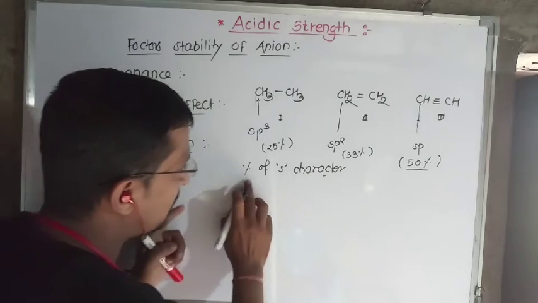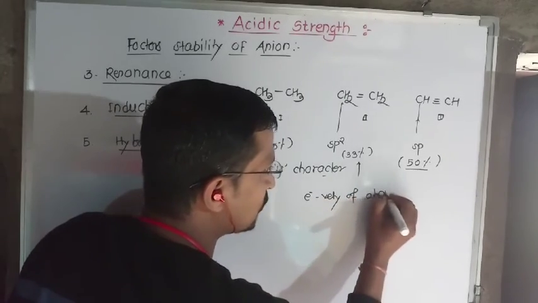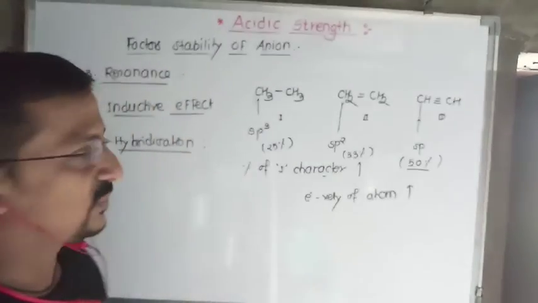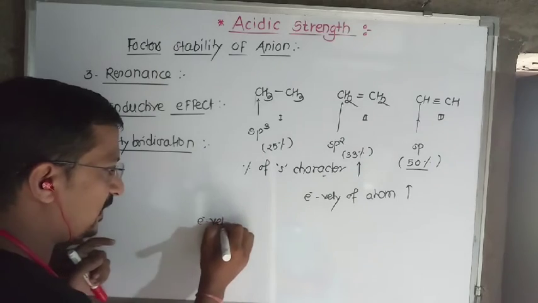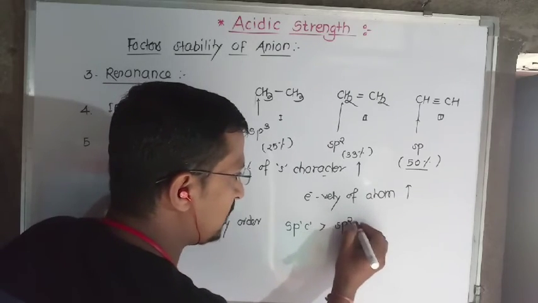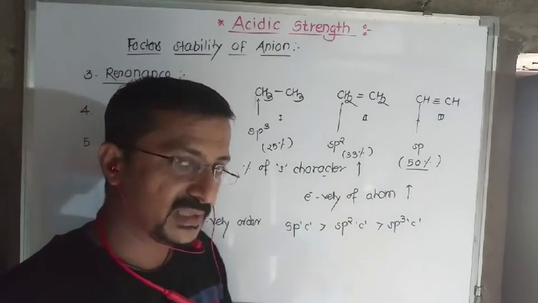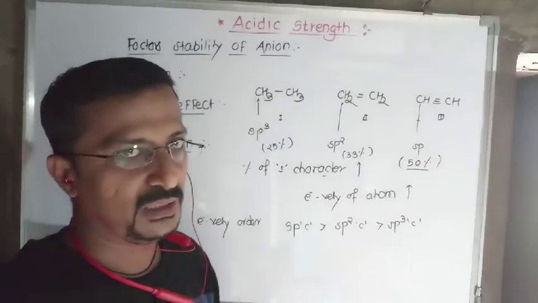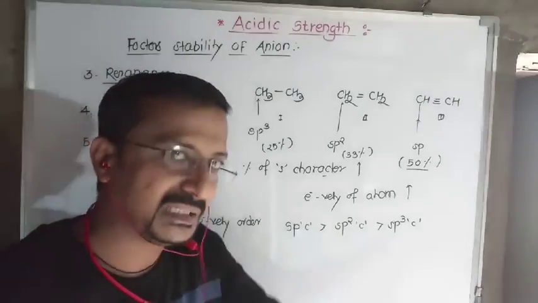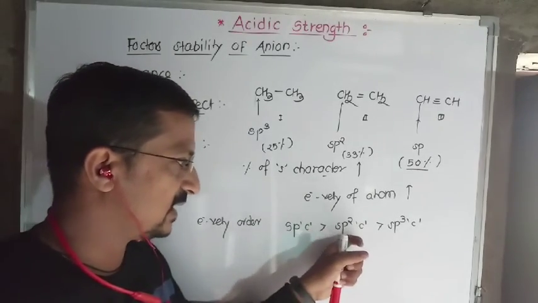So remember well, as the percentage of s character increases, the electronegativity of that atom also increases. So in the electronegativity order, sp hybridized carbon is more electronegative than sp2 hybridized carbon, which is more than sp3 hybridized carbon. Why does electronegativity increase? Because the s orbital is closest to the nucleus, so the pull of the nucleus on the electrons from the s orbital is more. That's why electronegativity is more in case of sp, less in sp2 and then sp3.